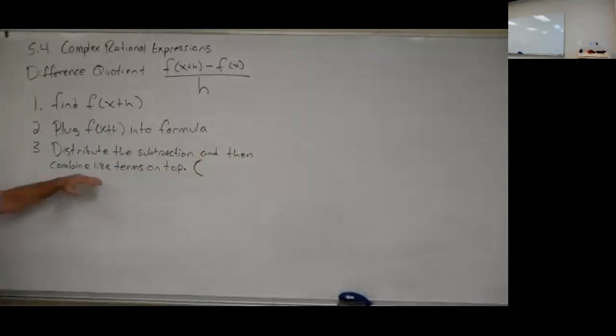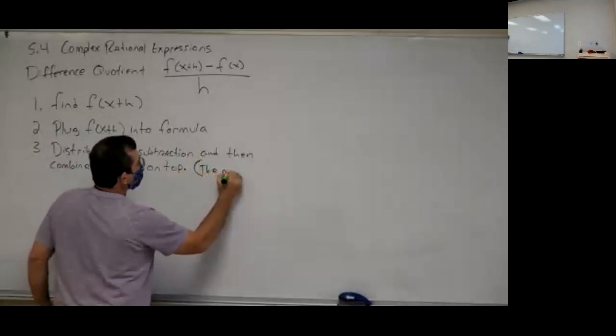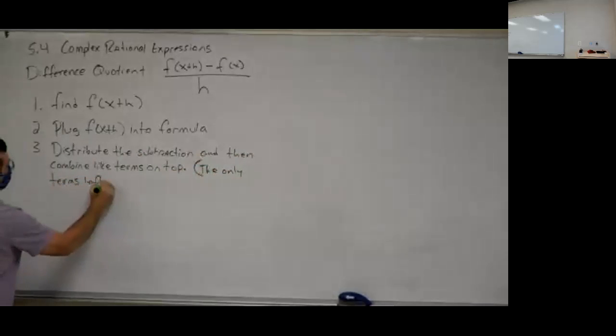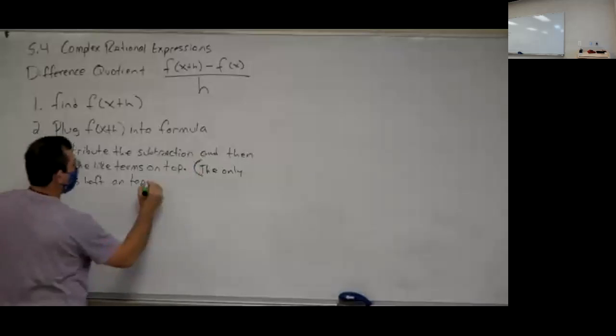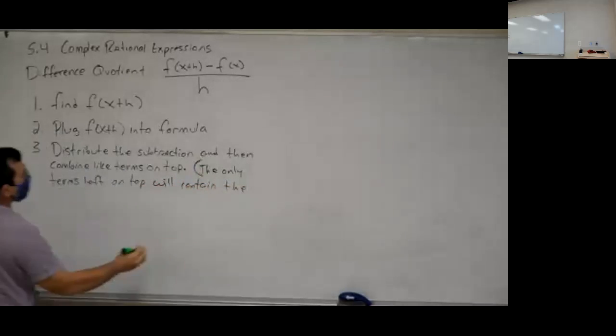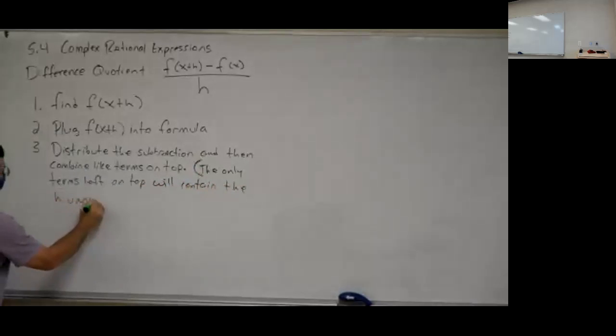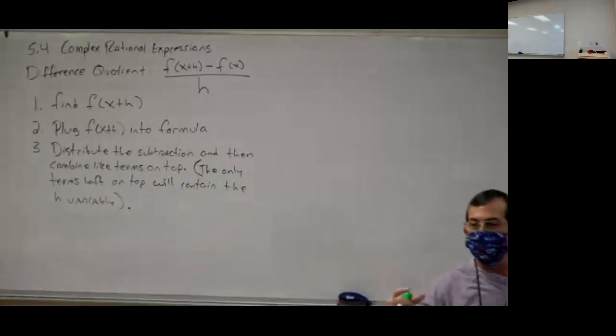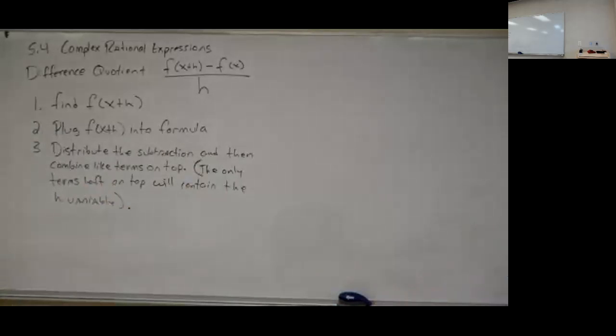Now, after you combine them like terms on top, the only terms left on top will contain the h variable. So once I do that part of adding those like terms on top, if it don't have an h in it, then I did something wrong. It's got to have that h in it, okay?